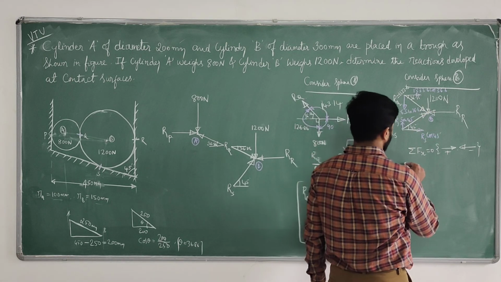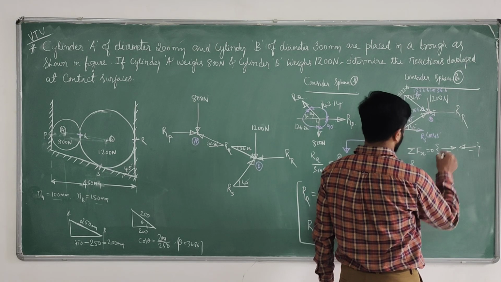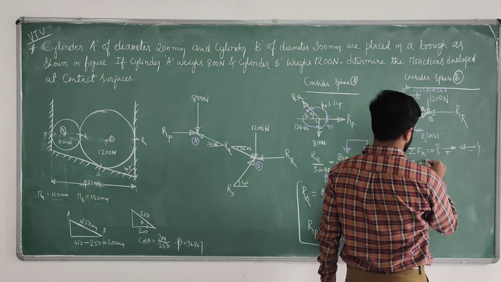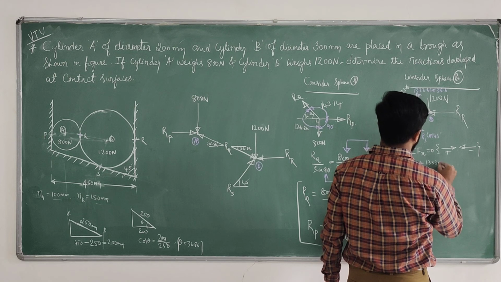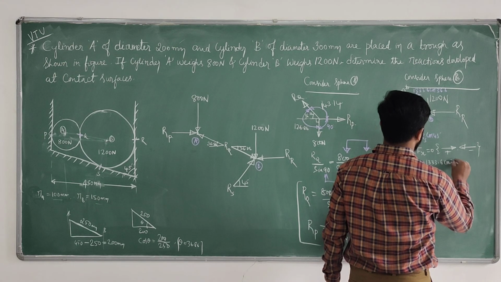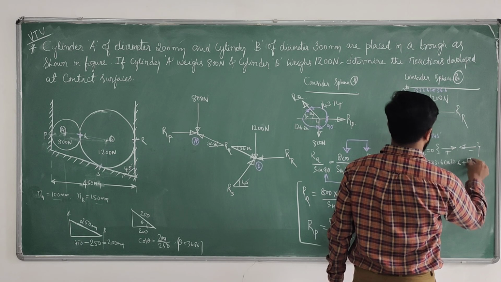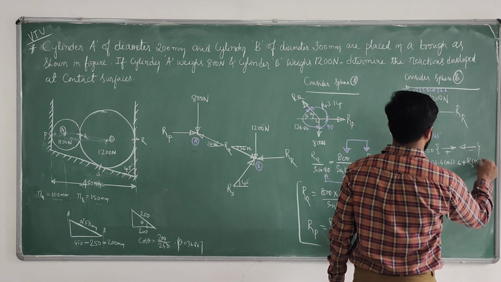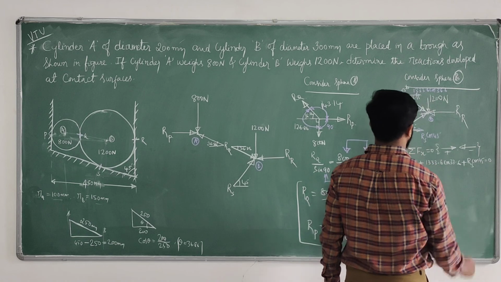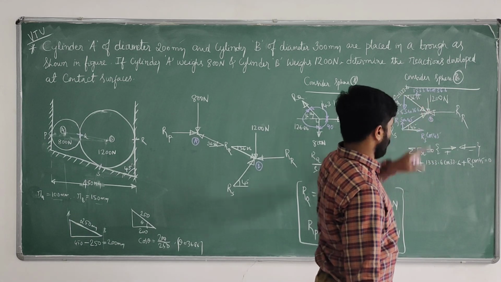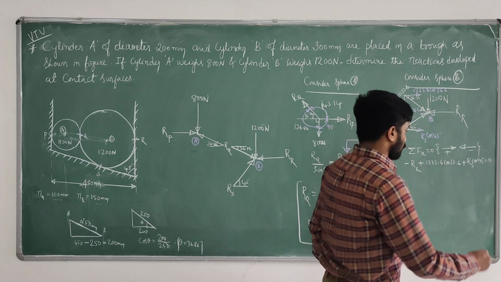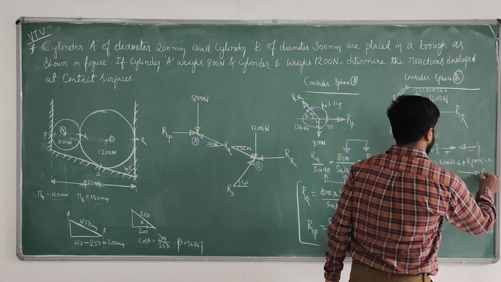So first you take horizontal forces: minus RR plus 1333.6 cos 36.86 plus RS cos 45 equals 0. Here there are two unknowns, therefore it cannot be solved. Take this as equation number 1.